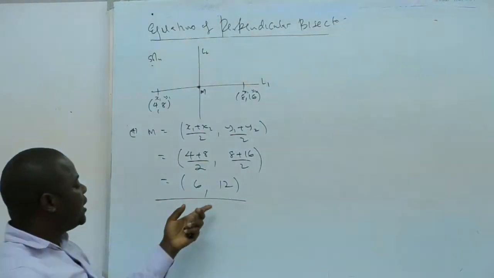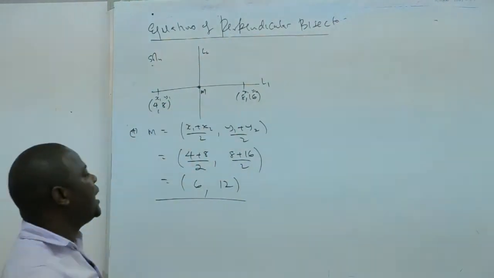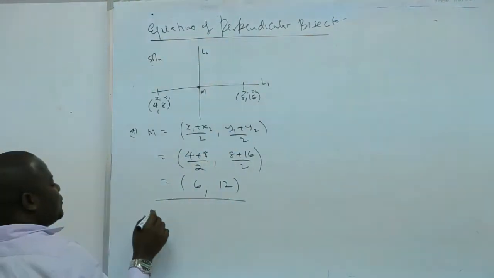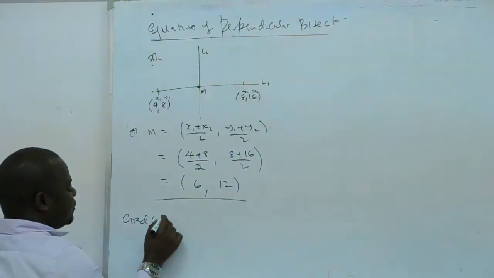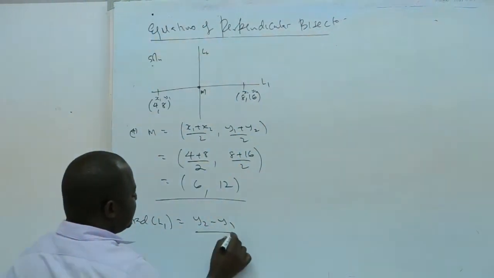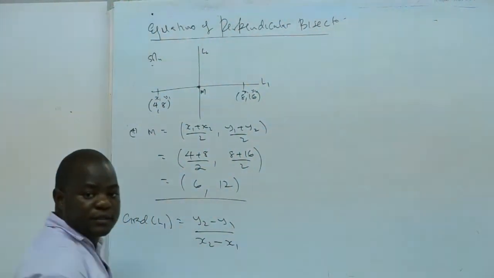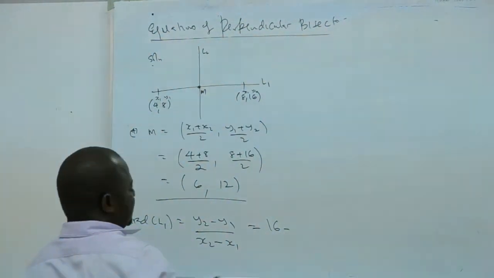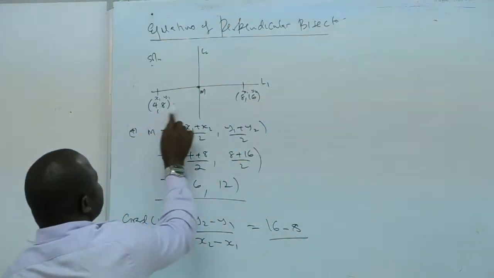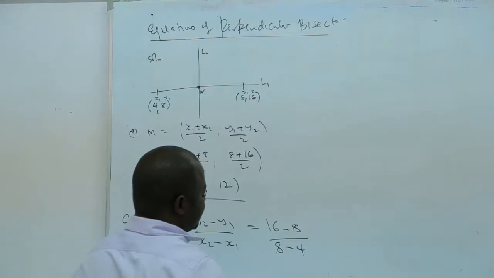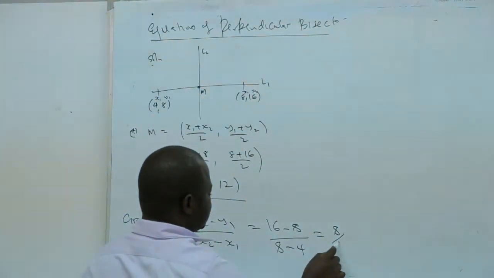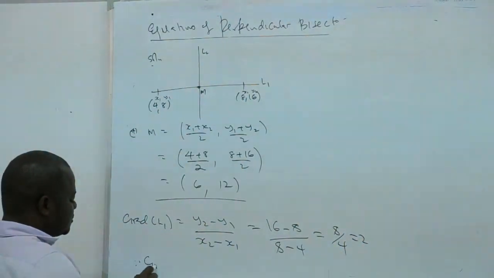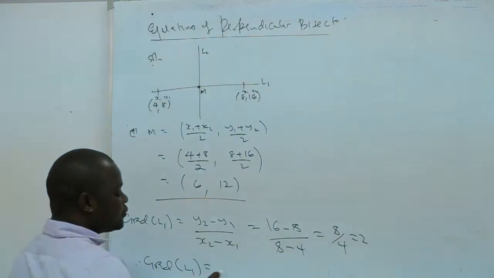So from there, let us get the gradient of this line, because we know where the line passes. Do we know the gradient of this line? No. So let us get the gradient of L1. The grad of L1 will be equal to y2 minus y1 over x2 minus x1. So y2 is 16, then y1 is 8, then x2 is 8 minus 4. Reducing this, this is 8, this is 4, and that is 2. So this implies that the grad L1 is equal to 2.